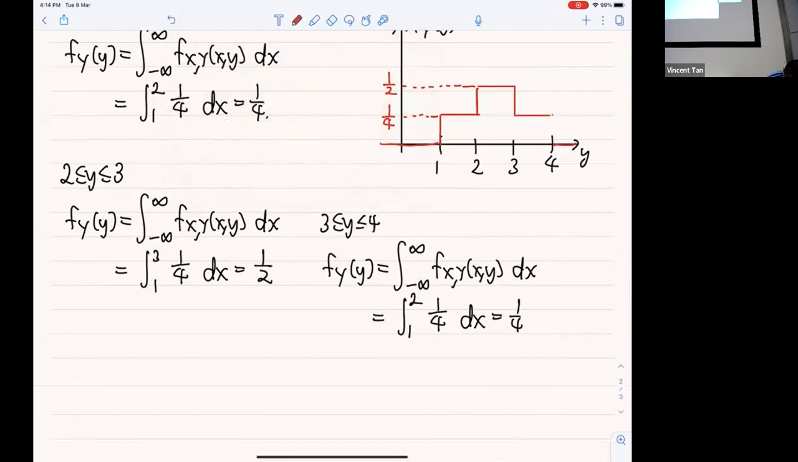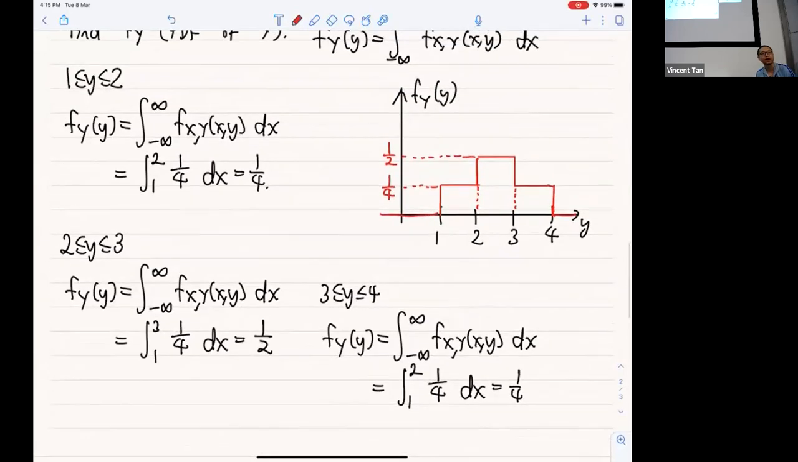Folks, we have done our very best to find the density here, and we are very happy with our beautiful picture. But is there something we need to check after we are done with this? This is a marginal density that we have derived. Good for us. Is there something we need to check?